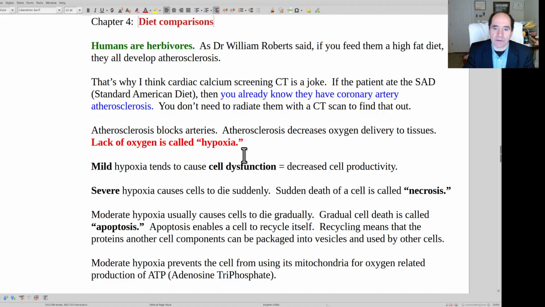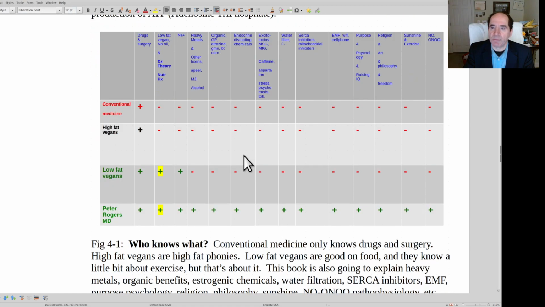Okay, this is just a little bit of background stuff. Now I'm going to get to this chart here. This will be more interesting to you.